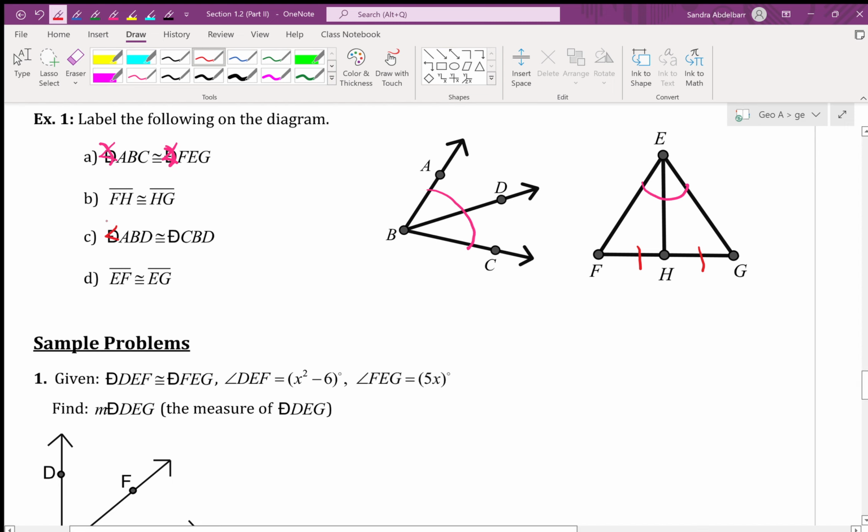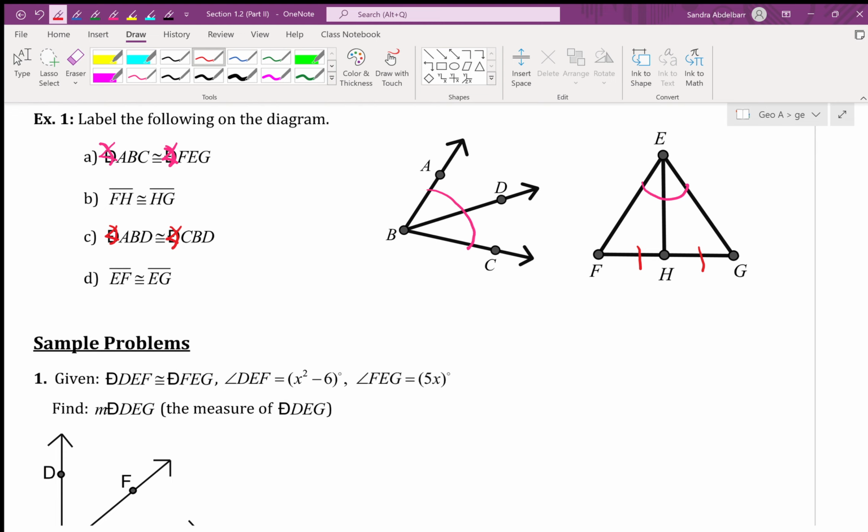Again, this should be an angle symbol. Now we want to mark angle ABD is congruent to angle CBD. So let's follow it. A to B to D. Isn't that this top angle in here? And then it's congruent to angle CBD, which is this bottom angle.